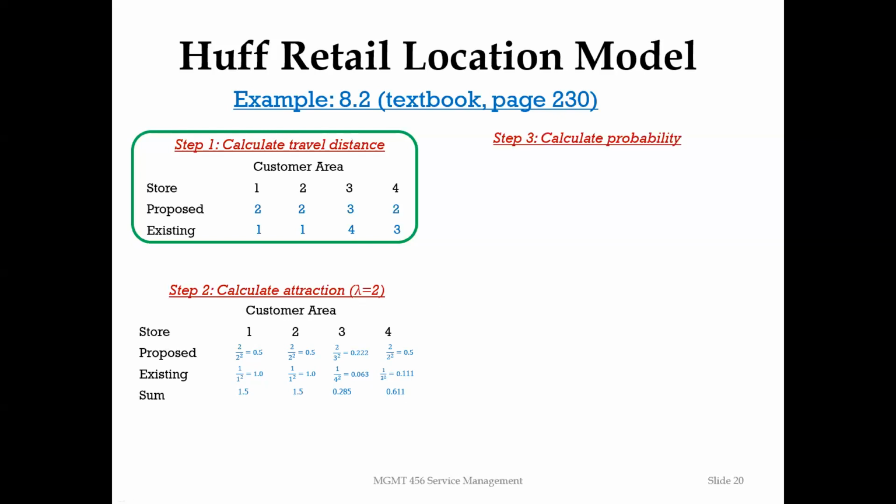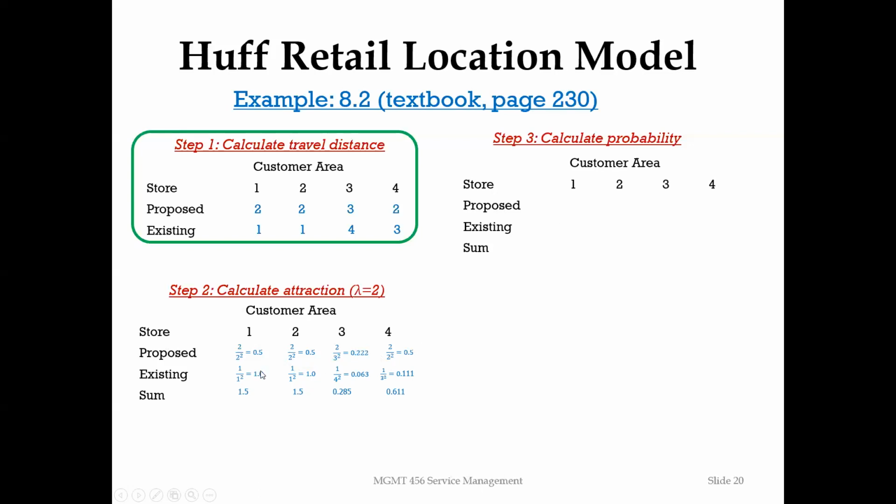Calculate purchasing probability. So we want to see, for those who live in customer area 1, for example, how likely they are to shop. They have 2 options. They either go to the proposed store or they can go to the existing store. So now in step 3, we want to calculate how likely those who live in area 1 will go to the proposed store and how likely they will go to the existing store. They only have 2 options. They either go to proposed or go to existing. So what's the likelihood, the probability?